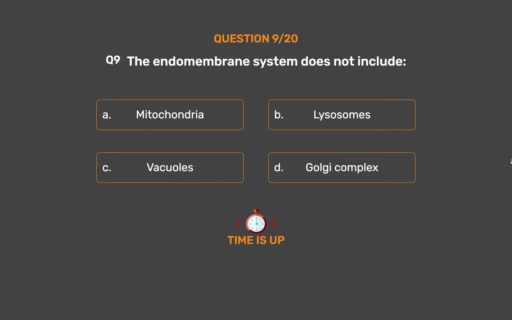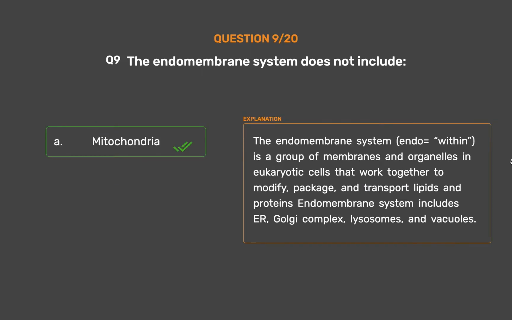The correct answer is option A, mitochondria. The endomembrane system, endo equals within, is a group of membranes and organelles in eukaryotic cells that work together to modify, package, and transport lipids and proteins. Endomembrane system includes Golgi complex, lysosomes, and vacuoles.